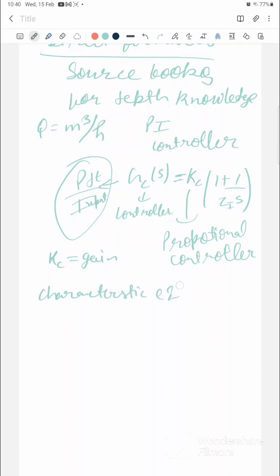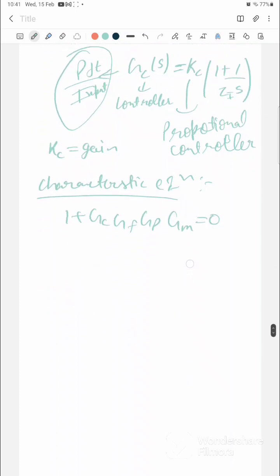The characteristic equation is defined as 1 + Gc Gf Gp Gm = 0.